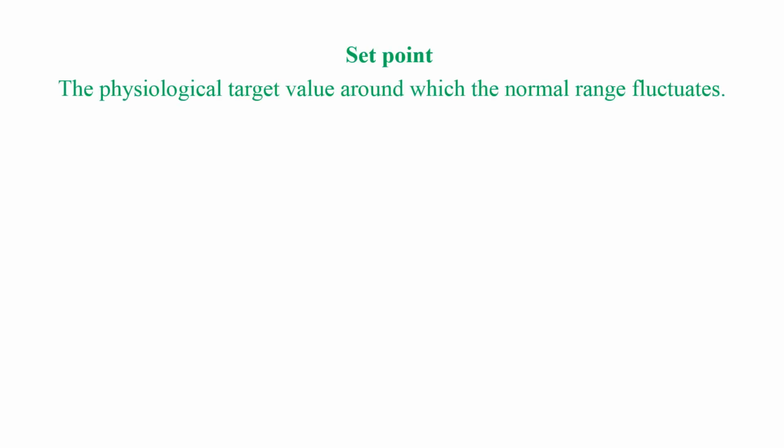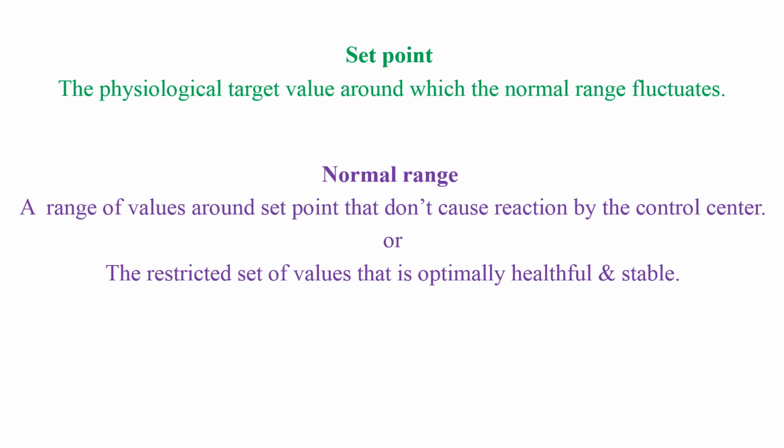Now, let's define what is meant by a set point. Set point is the physiological target value around which the normal range fluctuates. Normal range is actually that range of values around set point that don't cause reaction by the control center. Or it can also be defined as the restricted set of values that is optimally helpful and stable.